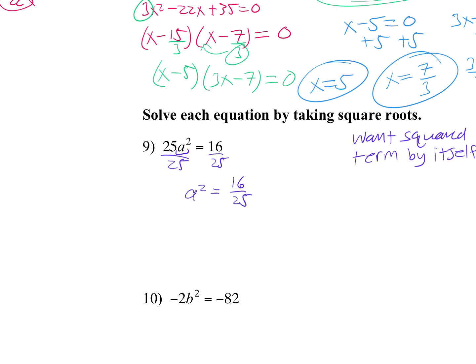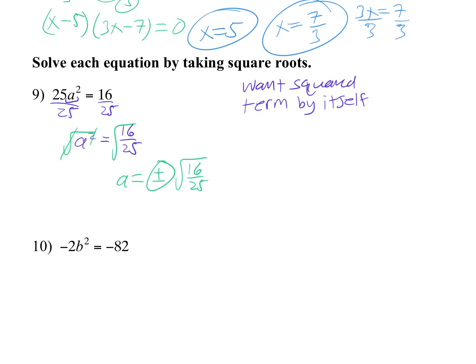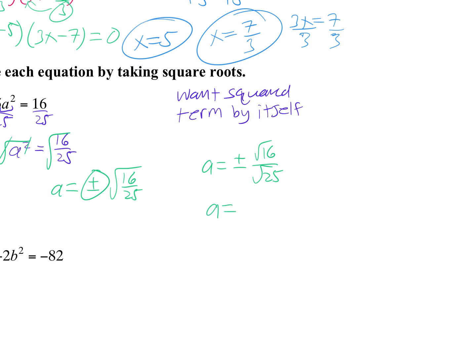Now that the squared term is by itself, we want to square root both sides. The square root cancels with the square, and we get a equals plus or minus the square root of 16 over 25. Don't forget the plus or minus. Anytime you take the square root of a variable term or expression, it's always a plus or minus. Now you want to simplify the radical. You can't leave your answer like this. You can split up the square root of 16 and the square root of 25, and these are both perfect squares. So we get a equals plus or minus 4 over 5.